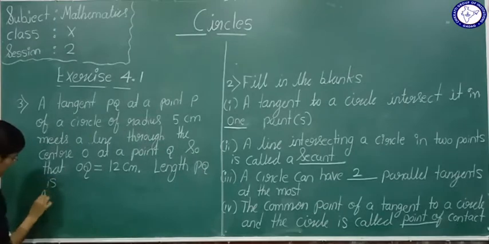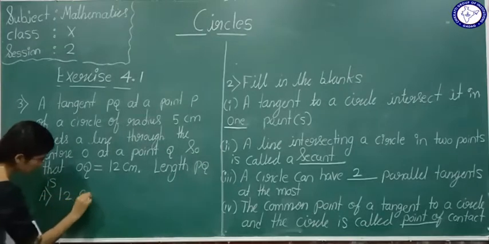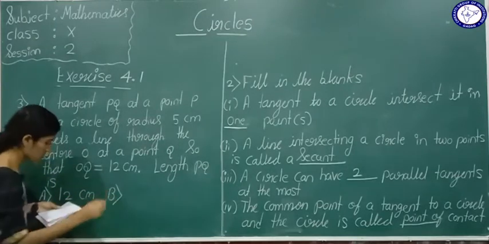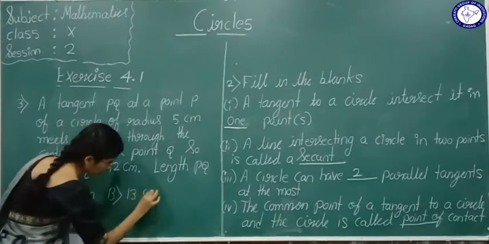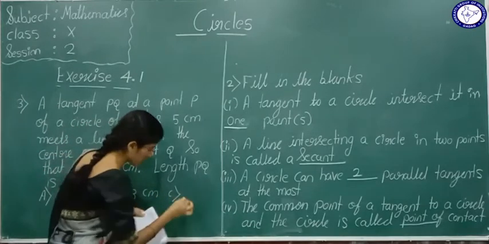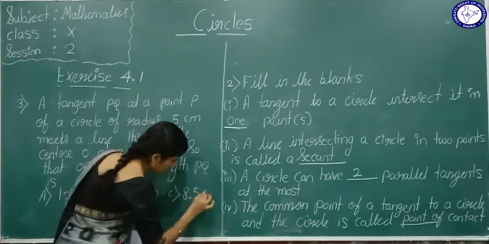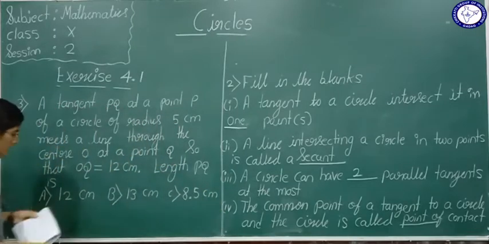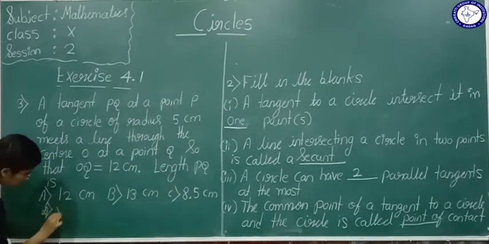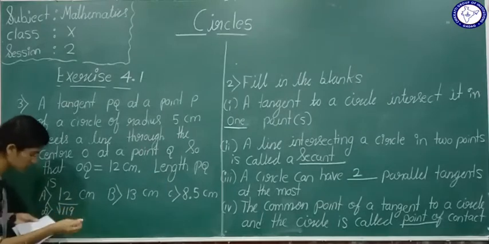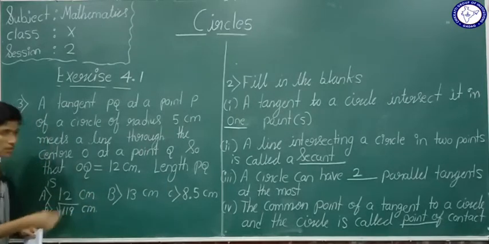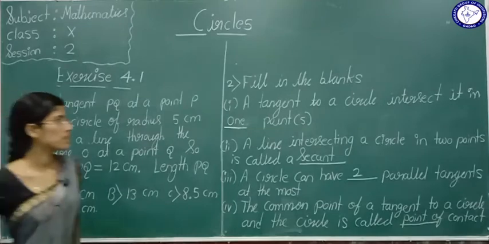The first option they have given is 12 centimeter, the second option is 13 centimeter, the third option is 8.5 centimeter, and the last option is square root of 19 centimeter. Now see here, we will solve the third one.